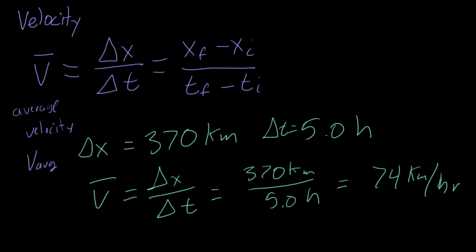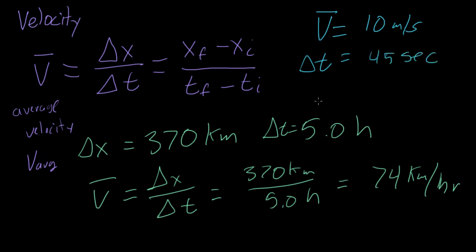Now, please be aware that I could give you instead velocity. Maybe average velocity is 10 meters per second. I could give you the time interval, maybe 45 seconds, and I could ask you for the displacement. How would you do it? The same way. You would just plug in. This time we're looking for delta x, so you'd have to solve for delta x, and that shouldn't be hard. Everyone should be able to do that. Alright? A couple more quick things about velocity.